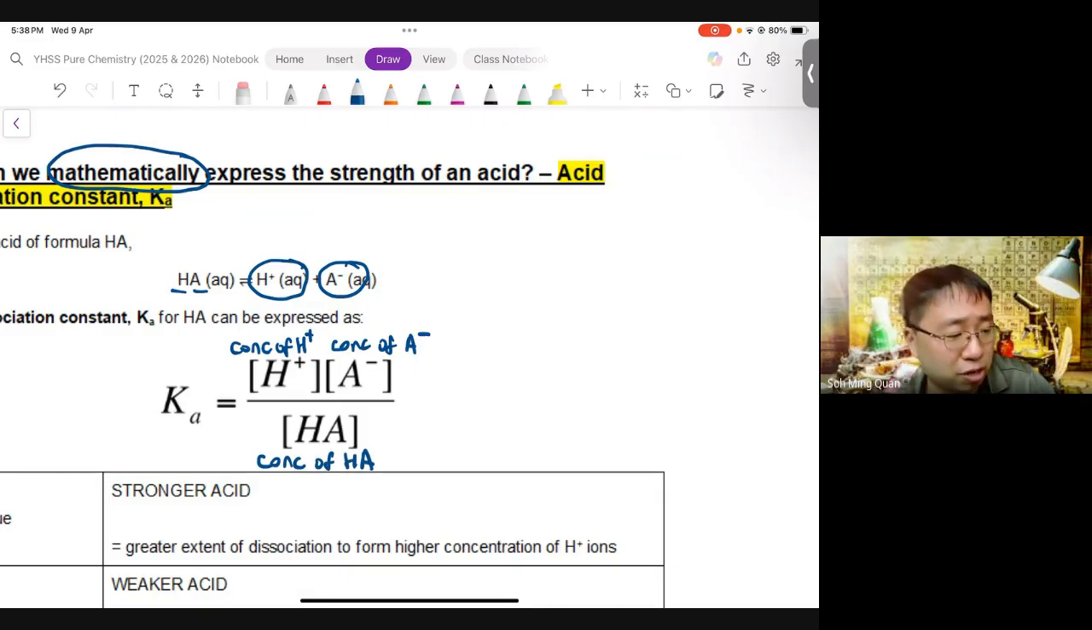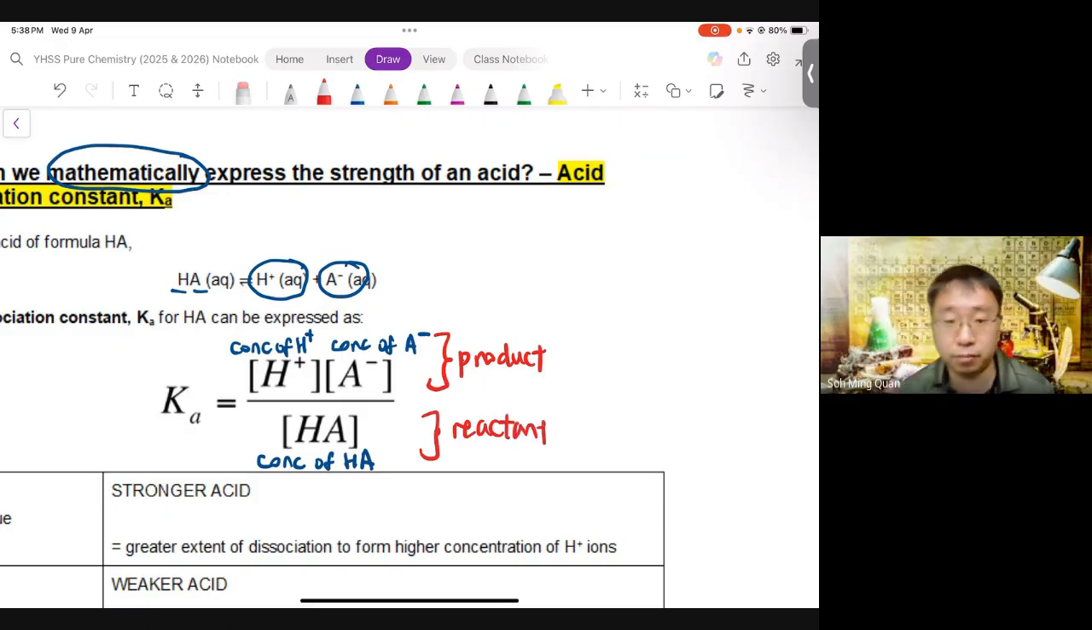Basically, what Mr. So is doing, product over reactant. I'm taking how much product is formed in terms of concentrations over how much reactant is left. Product over reactant. So you learn in Sec 2 when you first learn chemical changes. In every reaction, there's a product, there's a reactant. Product is what you form at the end, which is on the right-hand side. So in this case, H plus is a product, A minus is a product, whereas HA was a reactant.